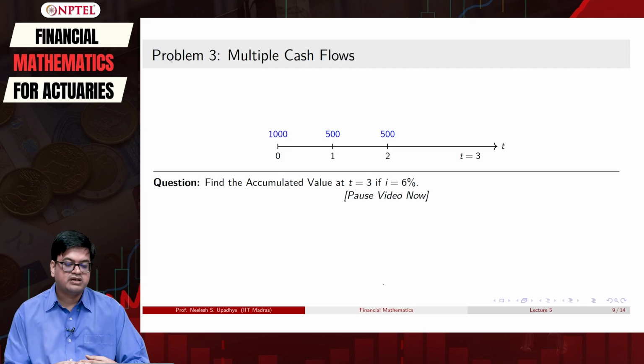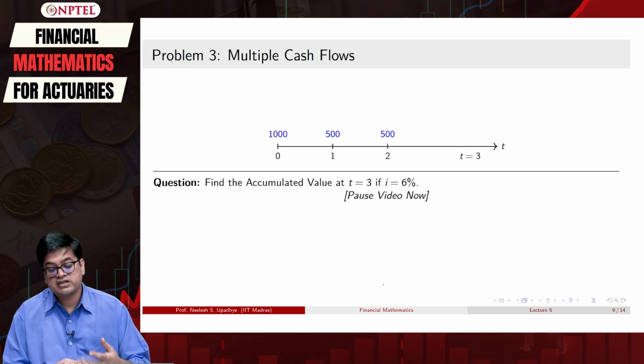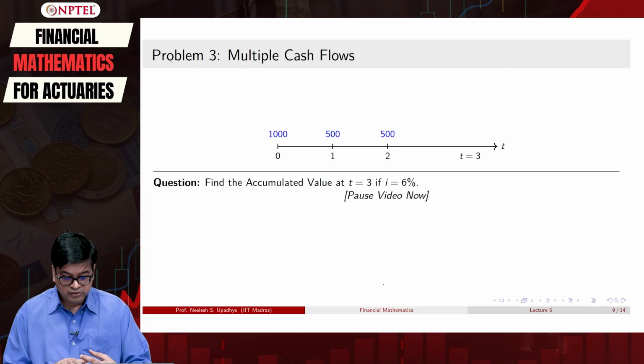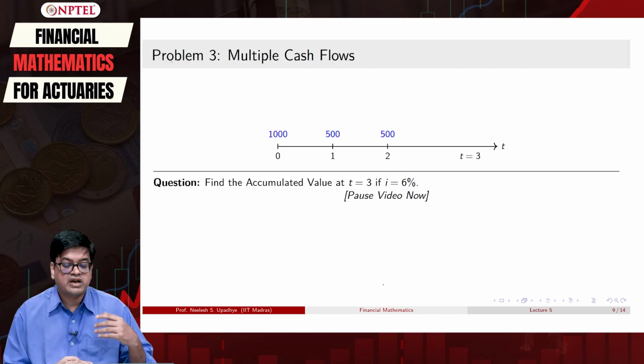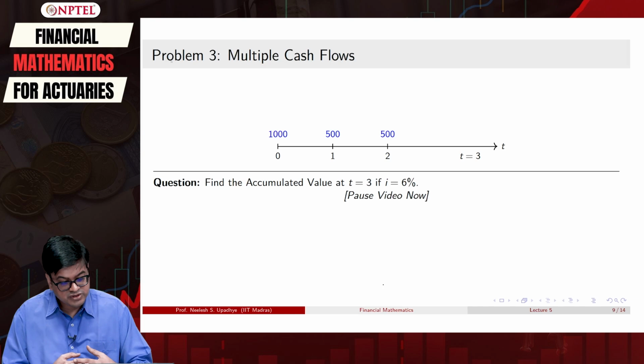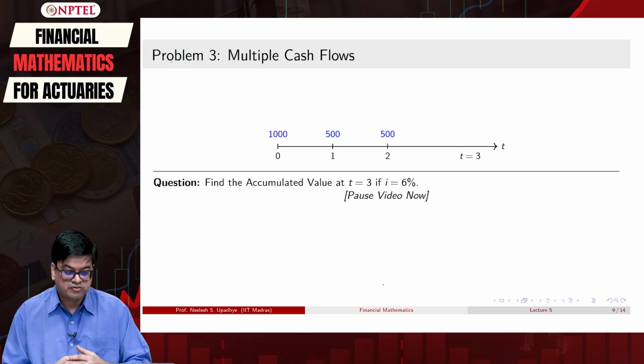So what is happening here? At time 0 you started with $1000. At time 1 you received another $500. At time 2 you received another $500. Now you are asked a question: at time t equal to 3, what is the value of your accumulated wealth if the interest rate given is 6%? I repeat the question once again.